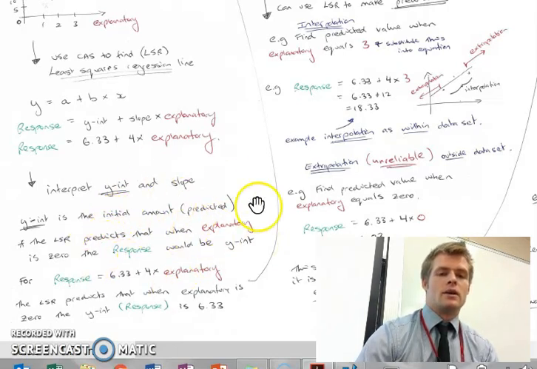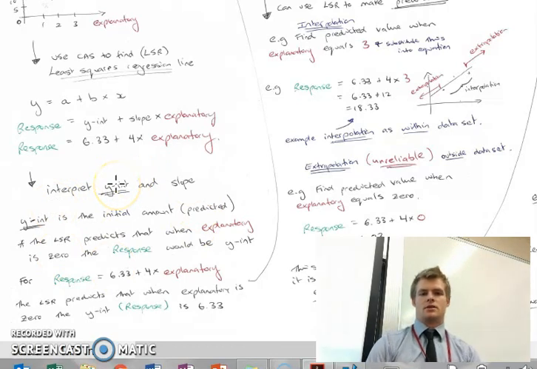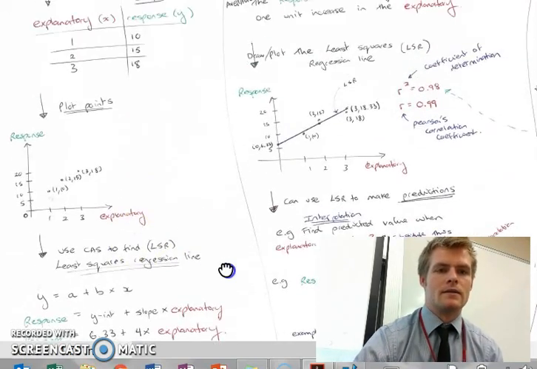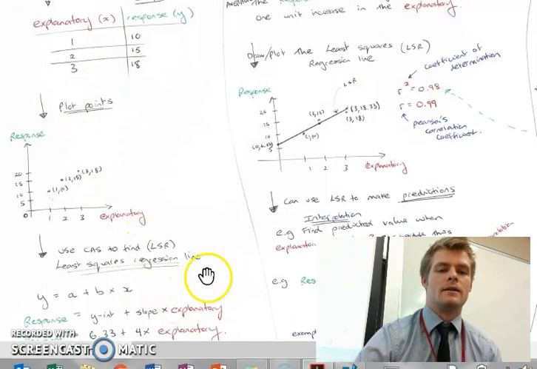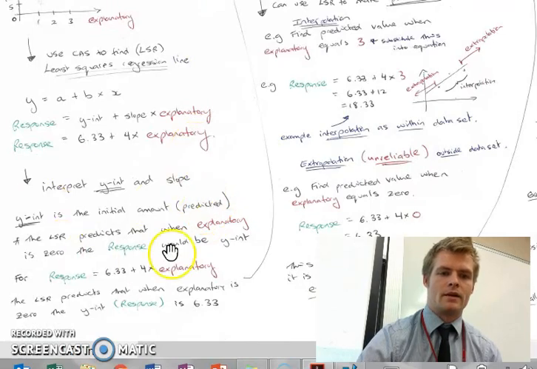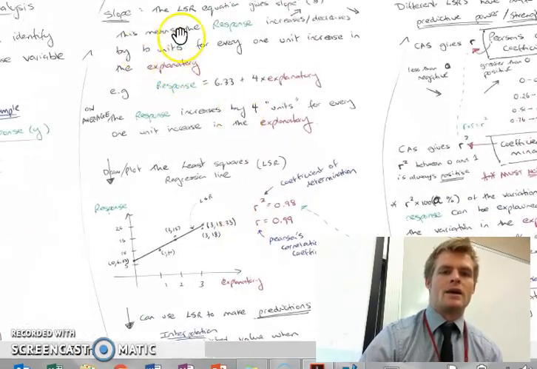Now, would that be an example of interpolation or extrapolation? Extrapolation, because if you look back at the data set, x is 0 is not within that data set, so it's outside of that, so it's extrapolation. Okay, so that is the y-intercept, and now we have the slope.